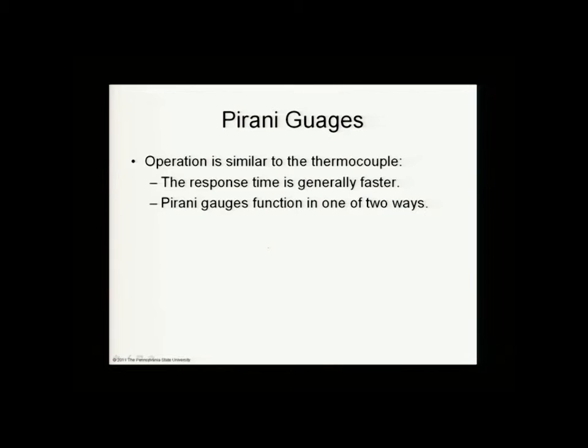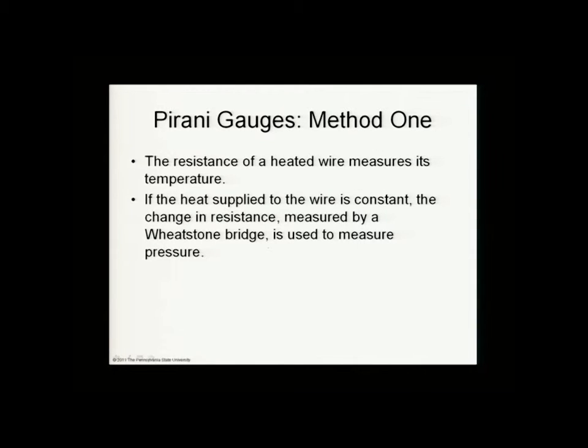Pirani gauges are another type of indirect pressure reading gauge. Its operation is very similar to the thermocouple. It's just a more complicated version of the thermocouple gauge. And Pirani gauges function in one of two ways. The resistance of the heated wire measures its temperature. So we can monitor the resistance of a wire. And if heat supplied to the wire is constant, which would be I squared R, if we keep adjusting the current to make sure that we have the same amount of heat supplied to the wire, then the change in resistance measured by a Wheatstone bridge is used to measure the pressure.